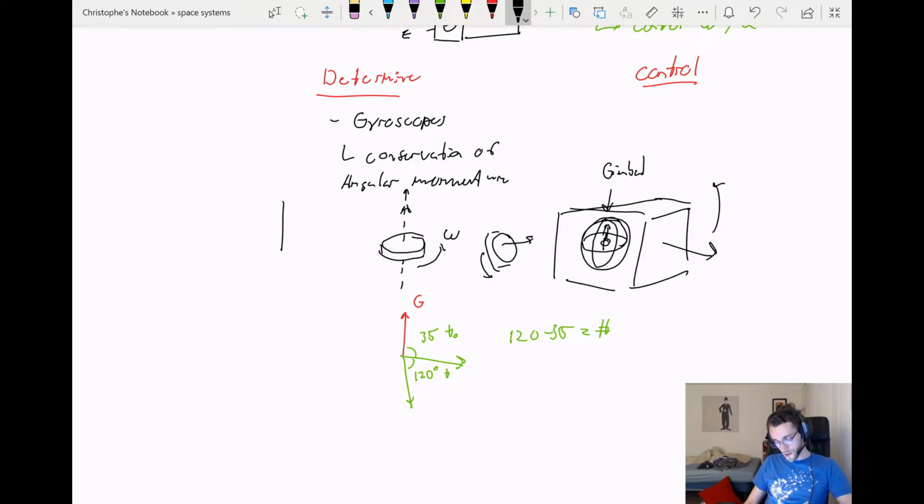So you have one gyro spinning in that direction, one gyro spinning in that direction, and another gyro spinning in that direction, and then we have our vector, our attitude. Let's call these GZ, GX, GY, right? And each of these has a particular angle that we know.